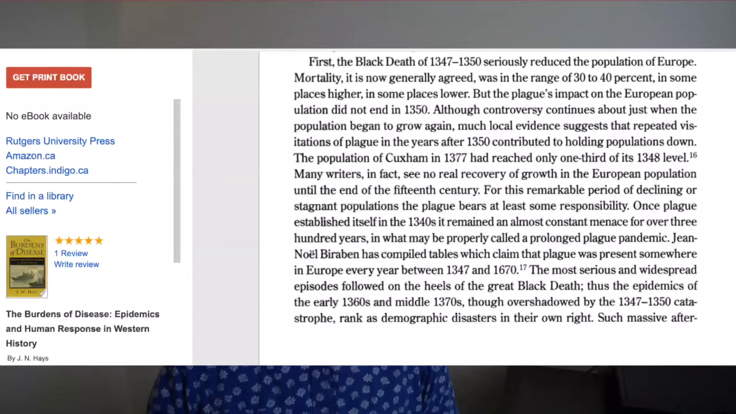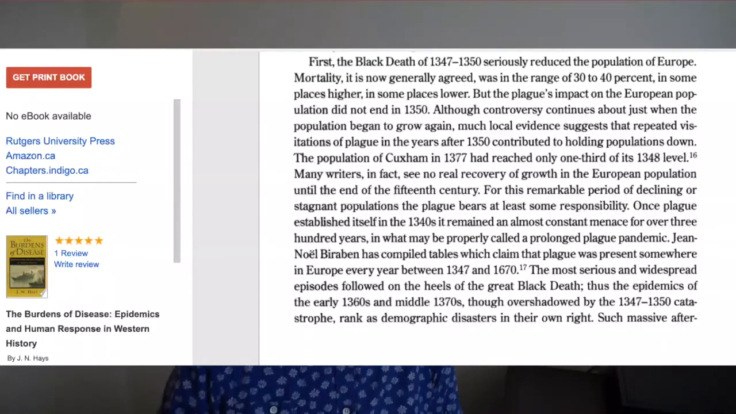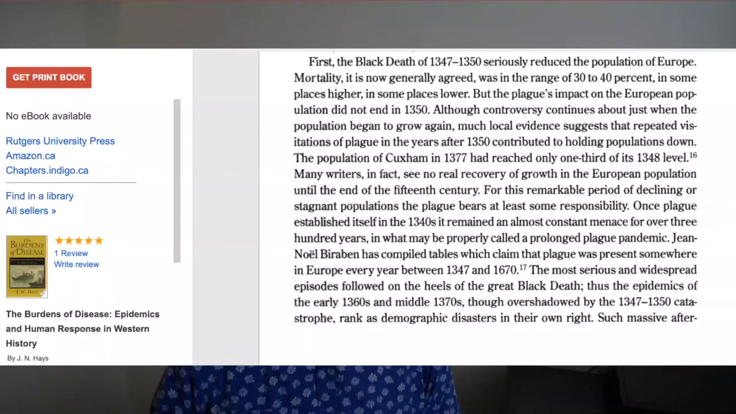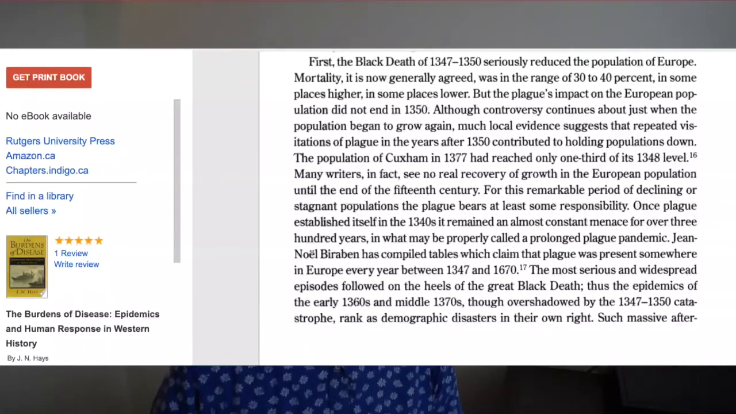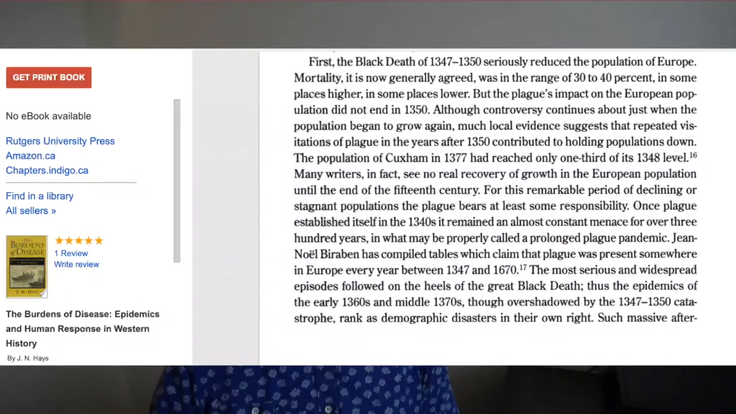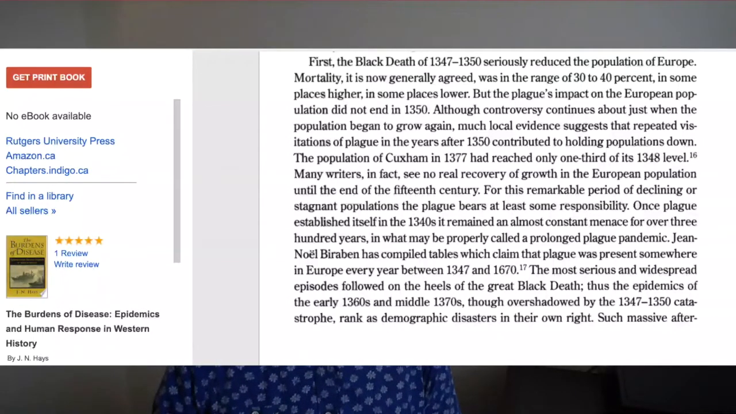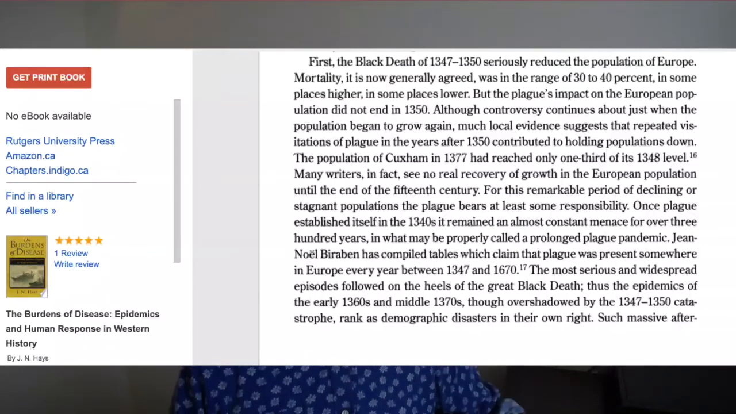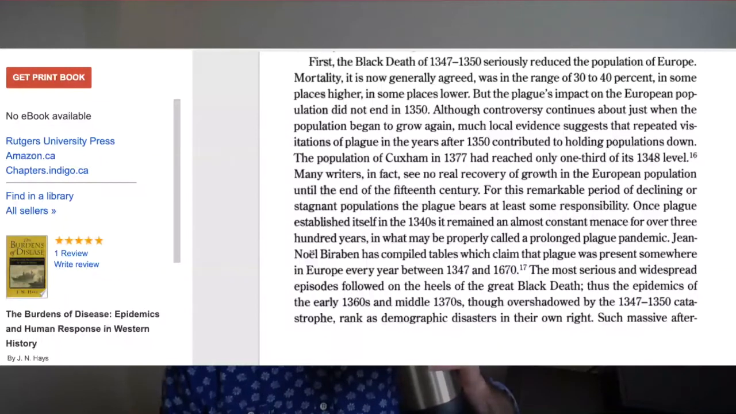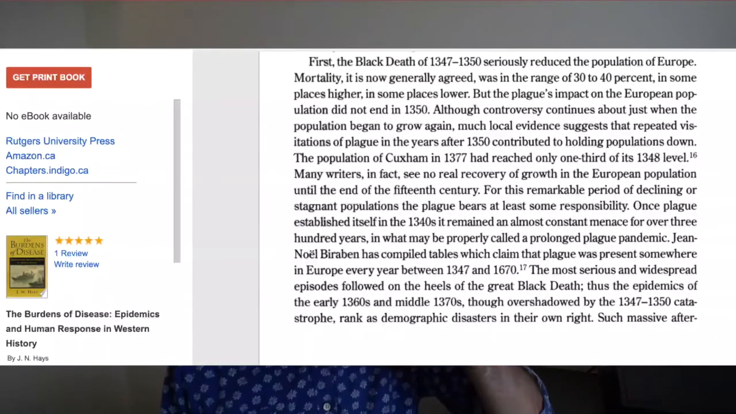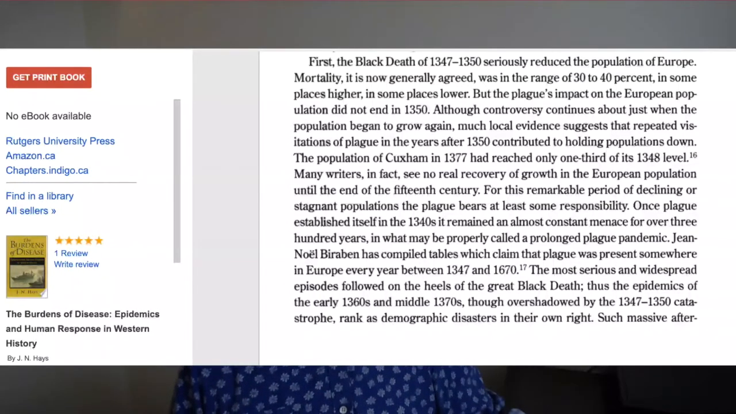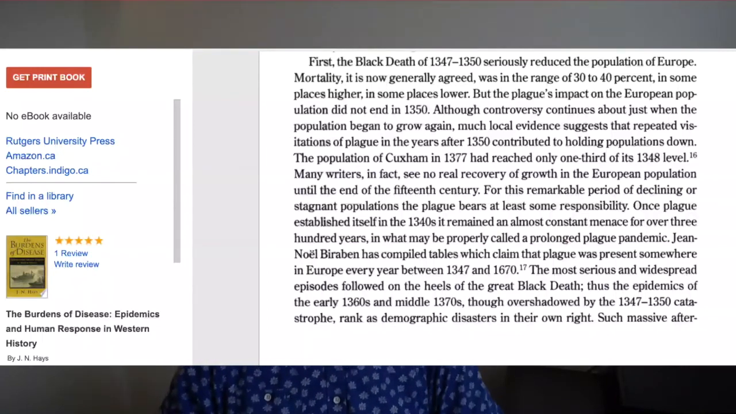The population of Cuxham, this is an English village, in 1377 had reached only 1/3 of its 1348 level, so that's over 30 years. Many writers, in fact, see no real recovery of growth in the European population until the end of the 15th century. For this remarkable period of declining or stagnant populations, the plague bears at least some responsibility. Once plague established itself in the 1340s, it remained an almost constant menace for over 300 years, and what may be properly called a prolonged plague pandemic.